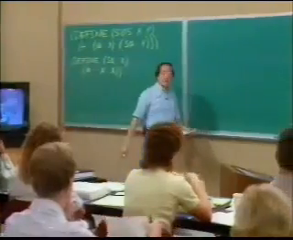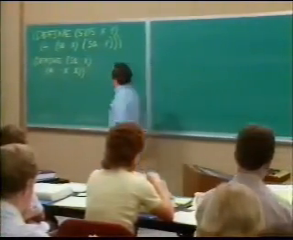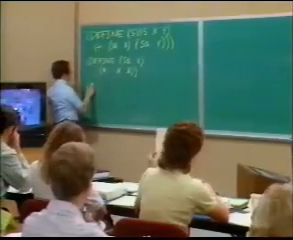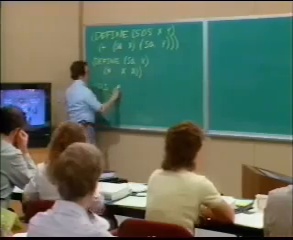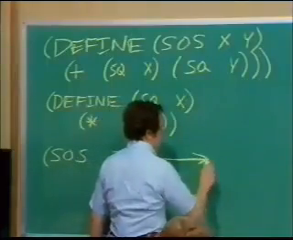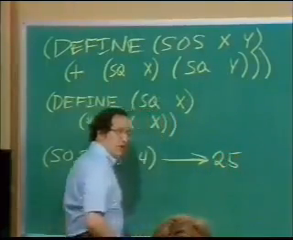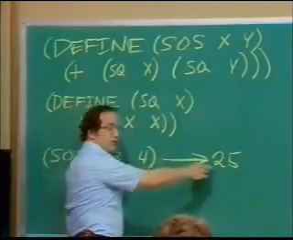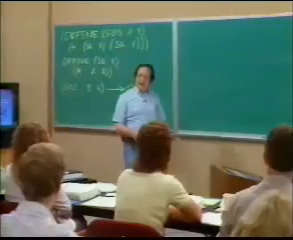Now, supposing I were to say something to the system, after having defined these things, of the form the sum of the squares of 3 and 4. I am hoping that I will get out a 25, because the square of 3 is 9, the square of 4 is 16, and 25 is the sum of those. But how does that happen?